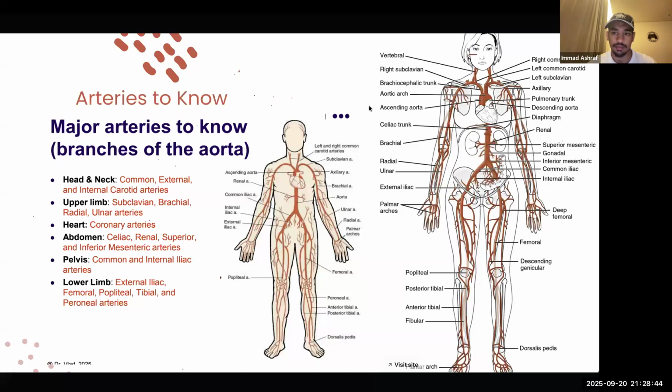In this diagram over here, the one on the right, you can see the common carotid artery here. And where's the other one? Yeah, over here. You can see the left common carotid. It doesn't show the right one. But yes, you have a common carotid artery. And this common carotid artery then divides into an external carotid artery and an internal carotid artery. These arteries supply the brain, right?